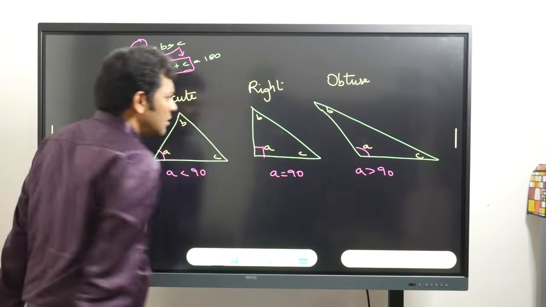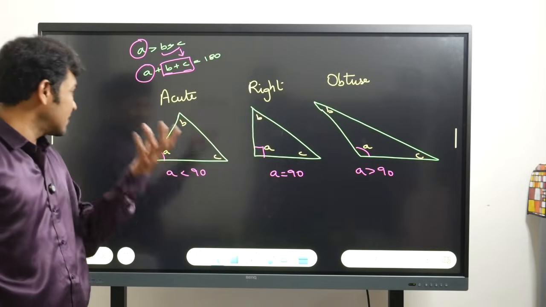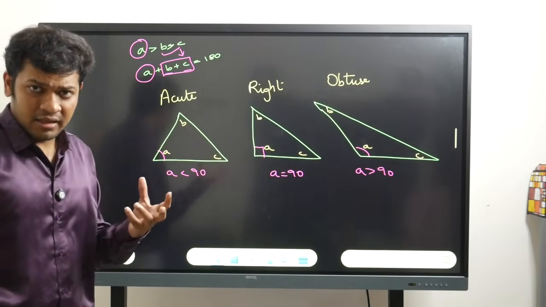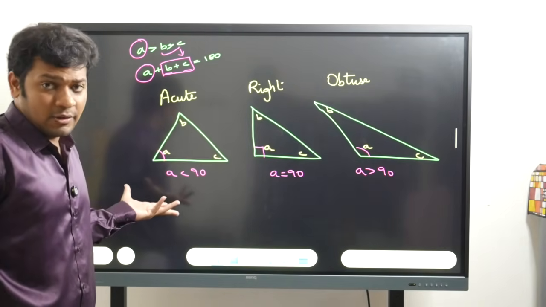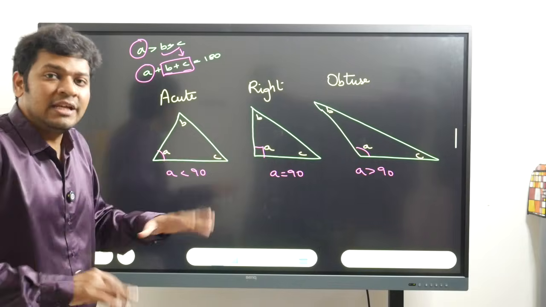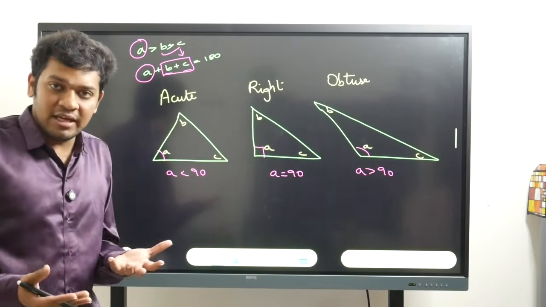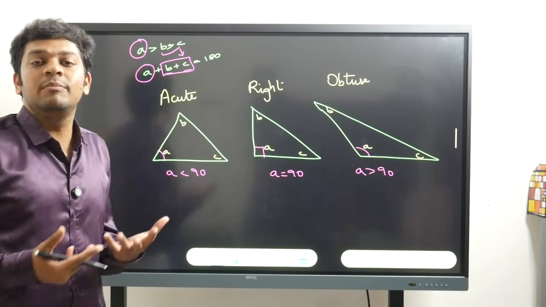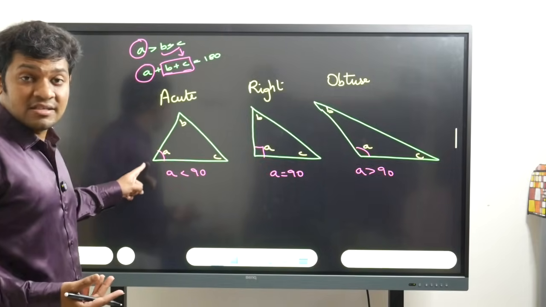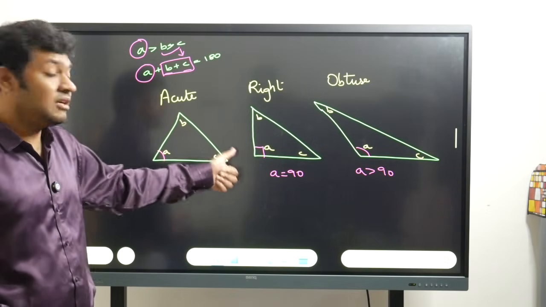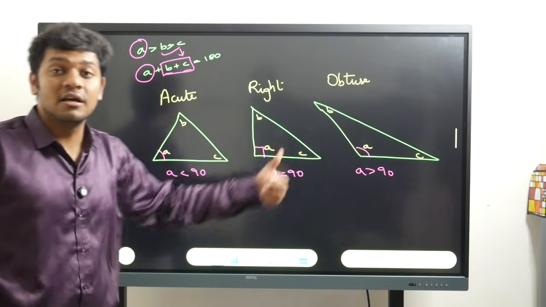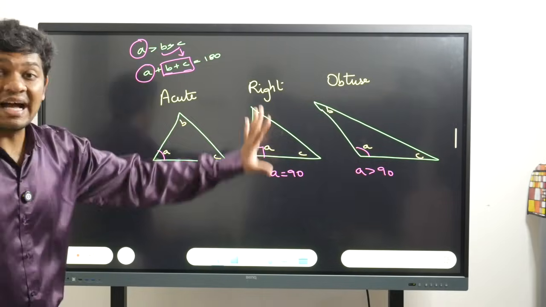So the understanding is this: in a triangle, I need not say that all three angles are less than 90, because I know among the three angles, two angles will definitely be less than 90. So the third angle, the greatest angle, if it is less than 90, it's acute. If it is equal to 90, it's right. If it is greater than 90, it's obtuse. This is based on the angles.